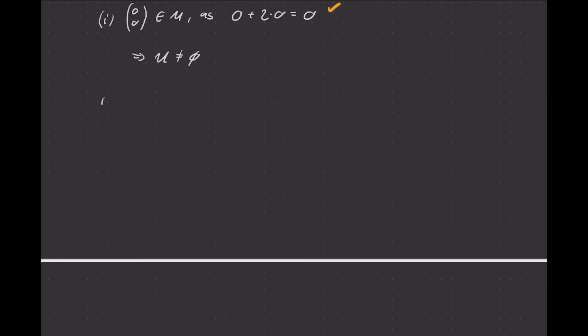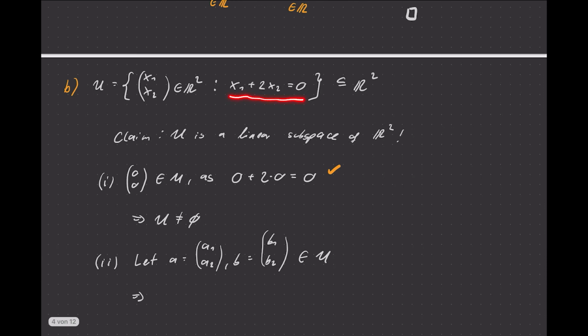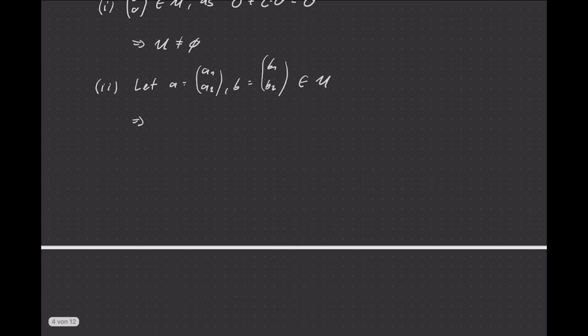Now for the more challenging part, let's say we have two vectors, a1, a2, and b, b1, b2. Let's say those are contained in U. That means these vectors will fulfill that defining property of U. And that means for the coordinates of those vectors, the equation holds. So in particular, a1 plus 2a2 is 0, and b1 plus 2b2 is 0.